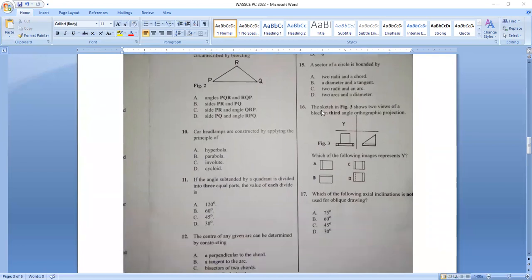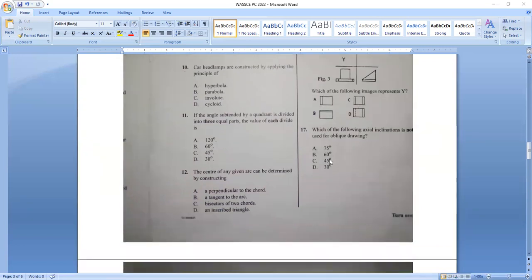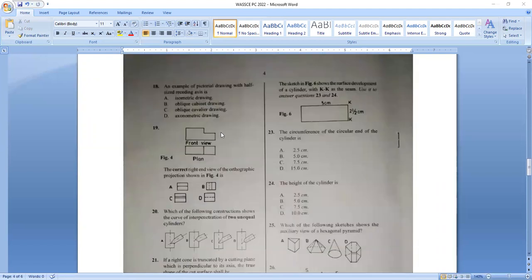Question 16 says that the sketch in figure 3 shows 2 views of a block in third angle orthographic projection. The question now says, which of the following images represents Y? So the image that represents Y is option C. So please look at it very well. Question 17, which of the following axial inclinations is not used for oblique drawing? That is angle 75 degrees. That is option A. So move to question 18.